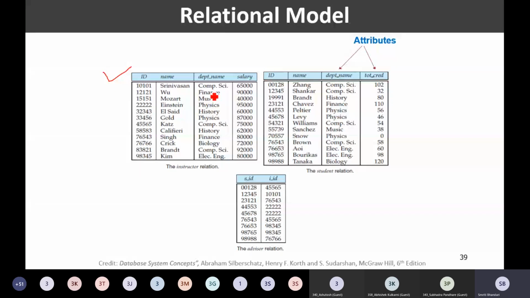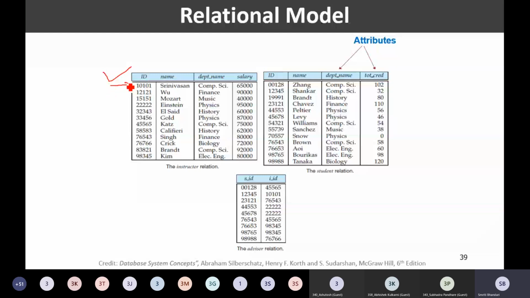If you look at this table, we have 4 columns. One column represents an attribute of my table. So ID is an attribute, name is an attribute, department name is an attribute, and salary is also an attribute. So this instructor table has these 4 attributes. An individual instructor is described using this record. This record has the values associated with every attribute.